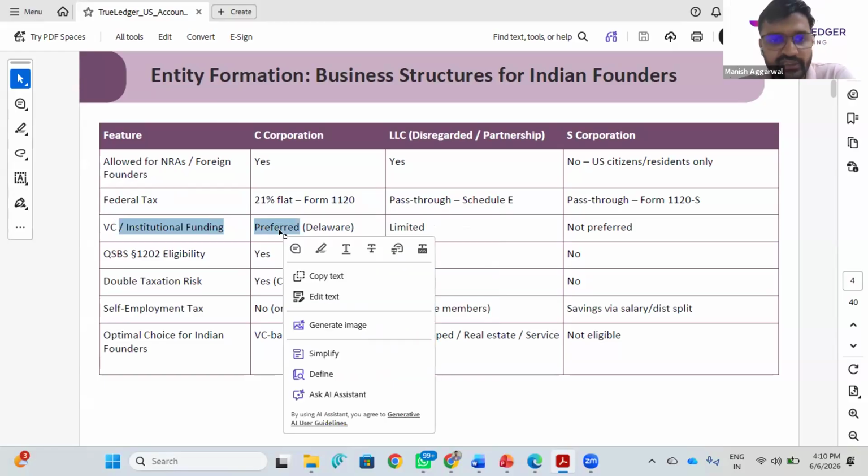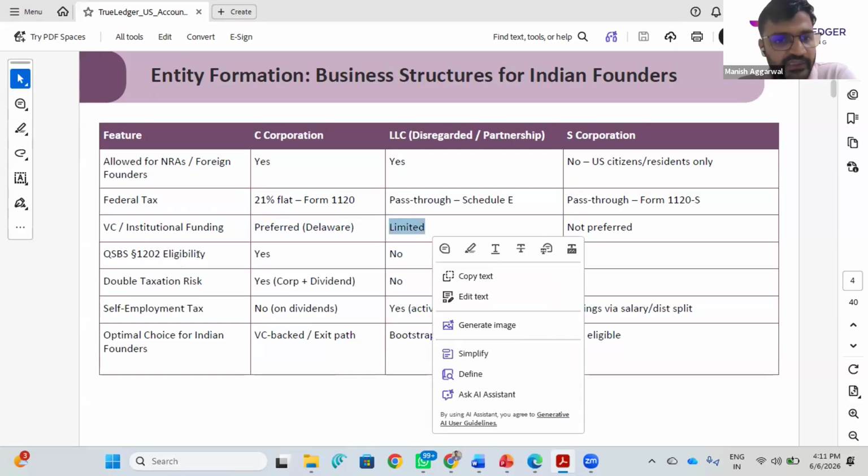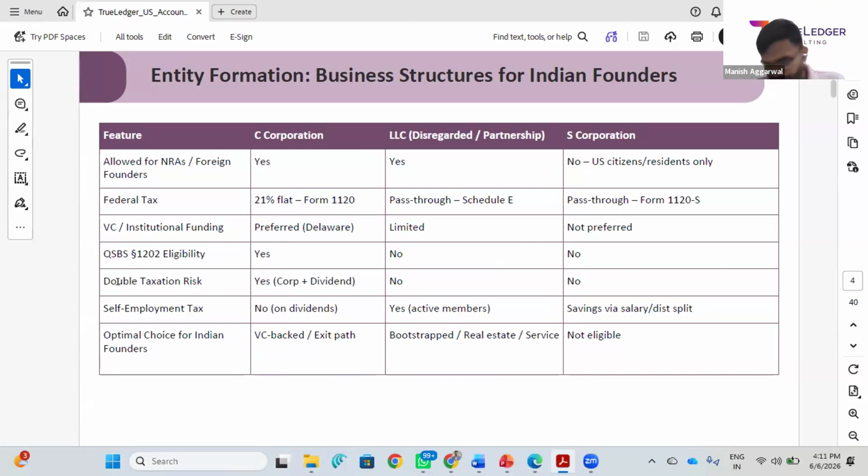For example, for VC institutional funding, C corporation is always the preferred structure, whereas VCs don't much prefer LLCs. Similarly, for some tax incentives like Section 1202 eligibility, only a corporation is allowed that incentive. If you want to target those incentives, that incentive is not available to an LLC. So with a combination of these factors, you determine which structure gives you the best advantage and leads to your future goals, and basis that we decide the entity structure.